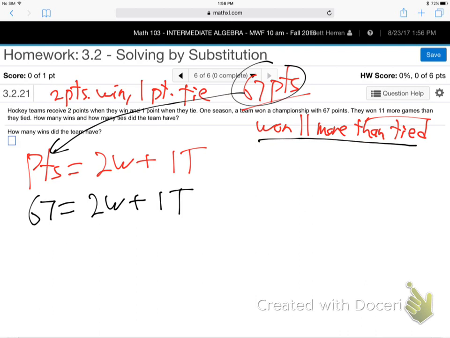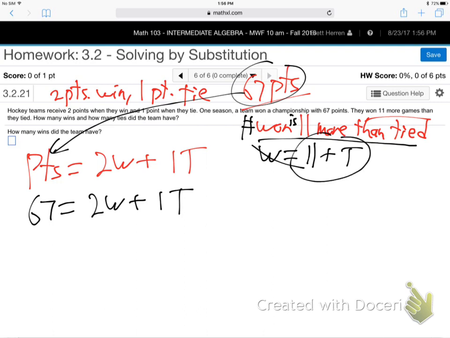So they won 11 more than they tied. If it helps, you could rewrite it with an is, because is your equal sign. Couldn't I say, the number they won is 11 more than the number tied? It's true. Same thing they're saying, a little different words. So the number they won equals 11 more than, and more means add, right, the number they tied. Does that make sense?